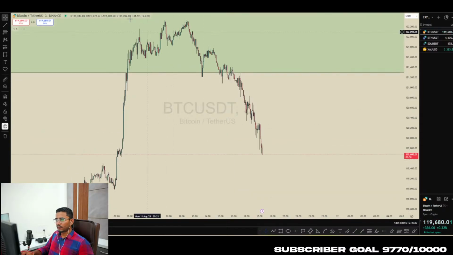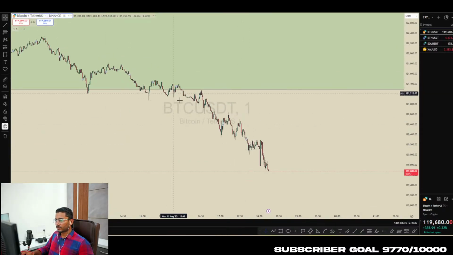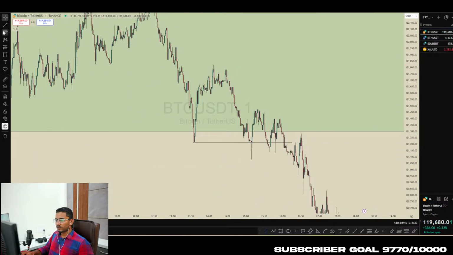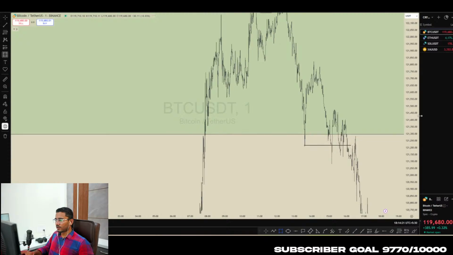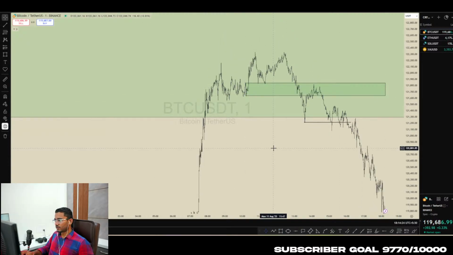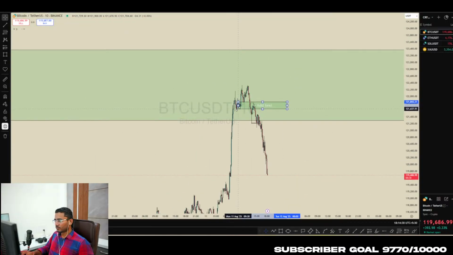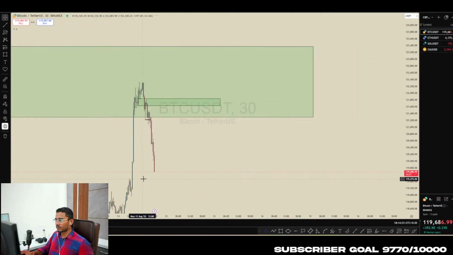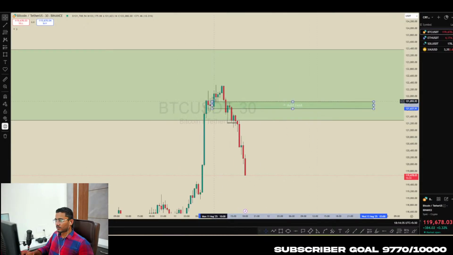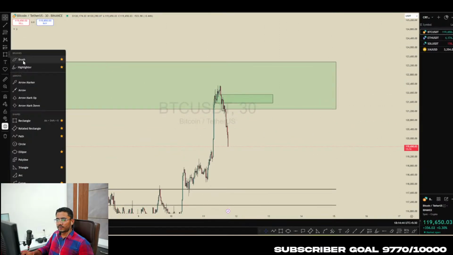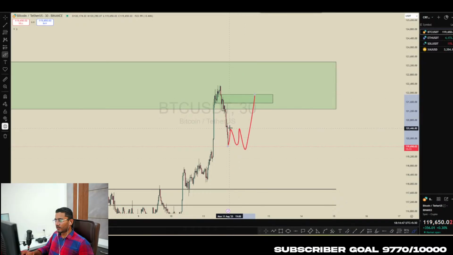If you look at 1 minute, everything here is mitigated. This is a structure break. So if we mark an order block from here, this zone, which is a flip zone, we have this breaker block order block combination. So we can expect price to tap this area, it should create liquidity. Then we can look for a sell side trade from here.